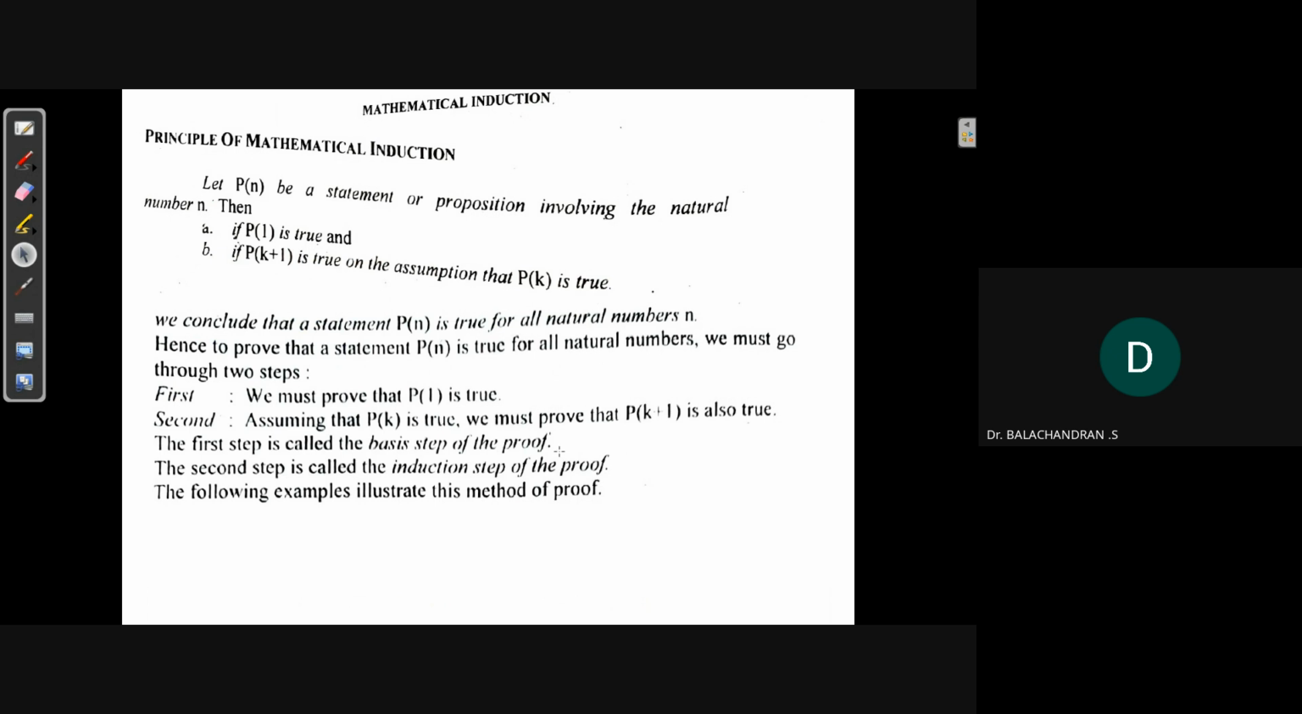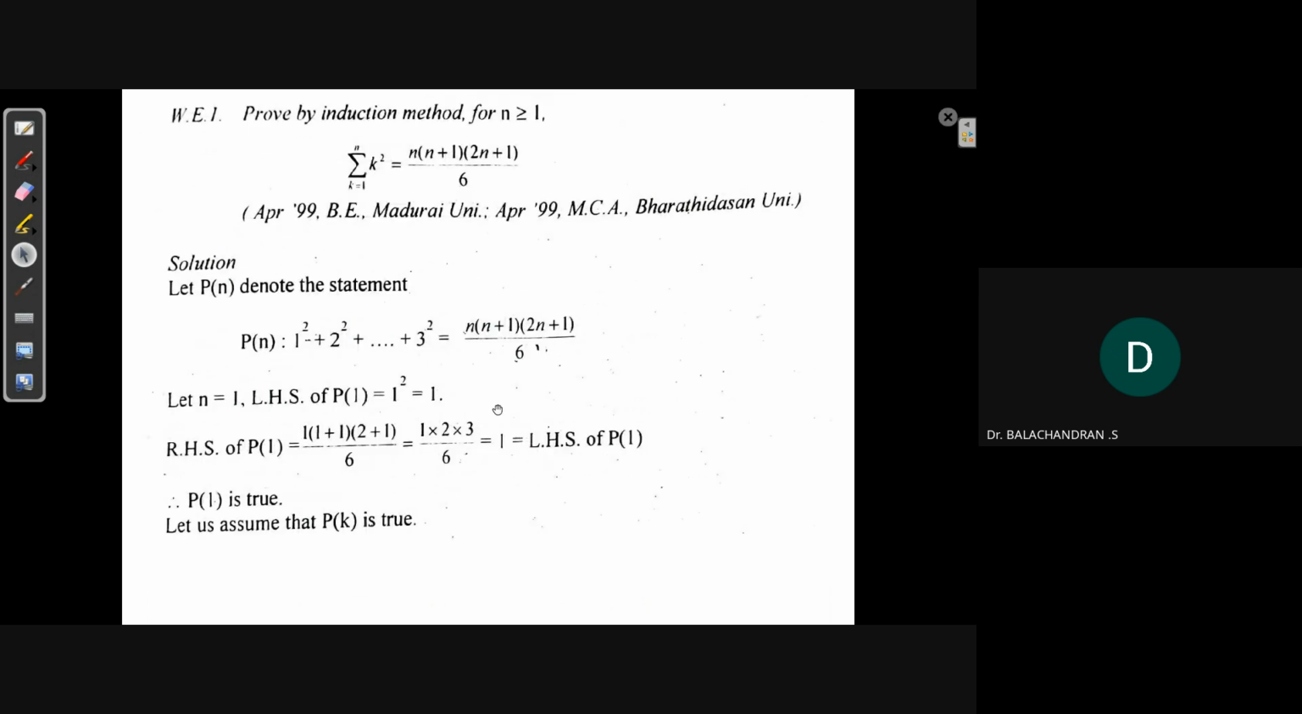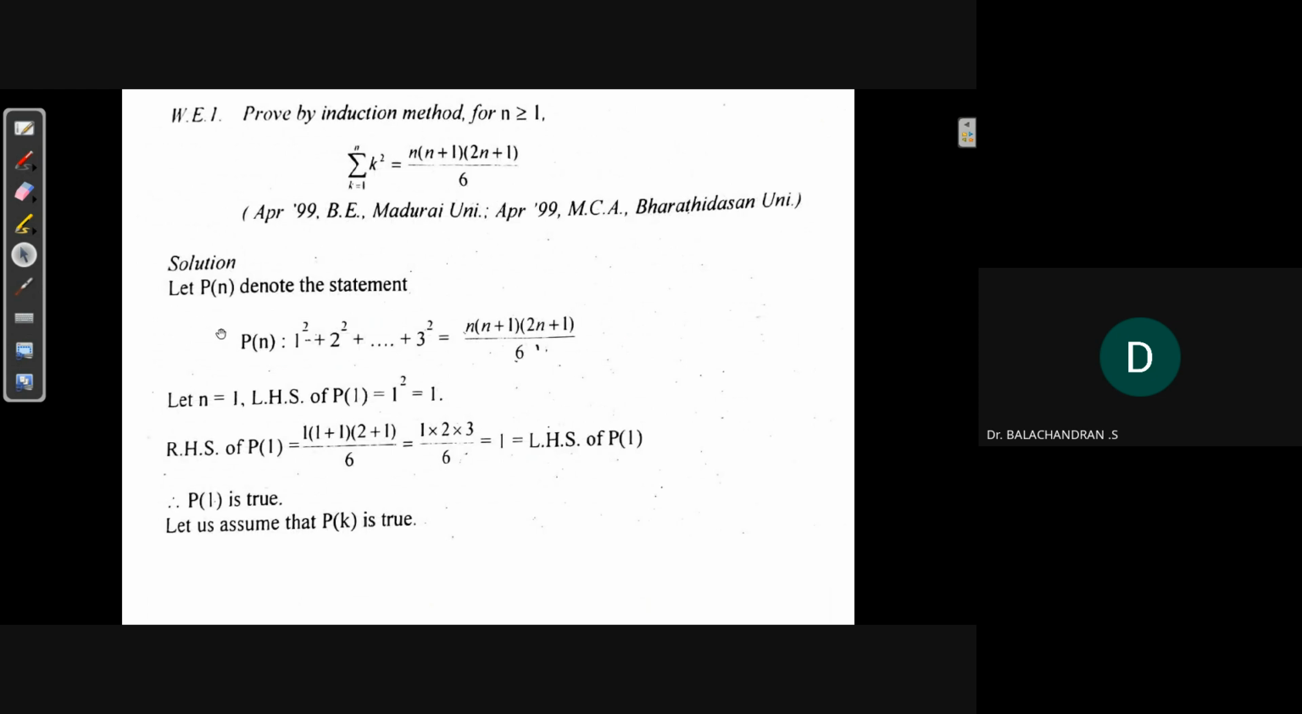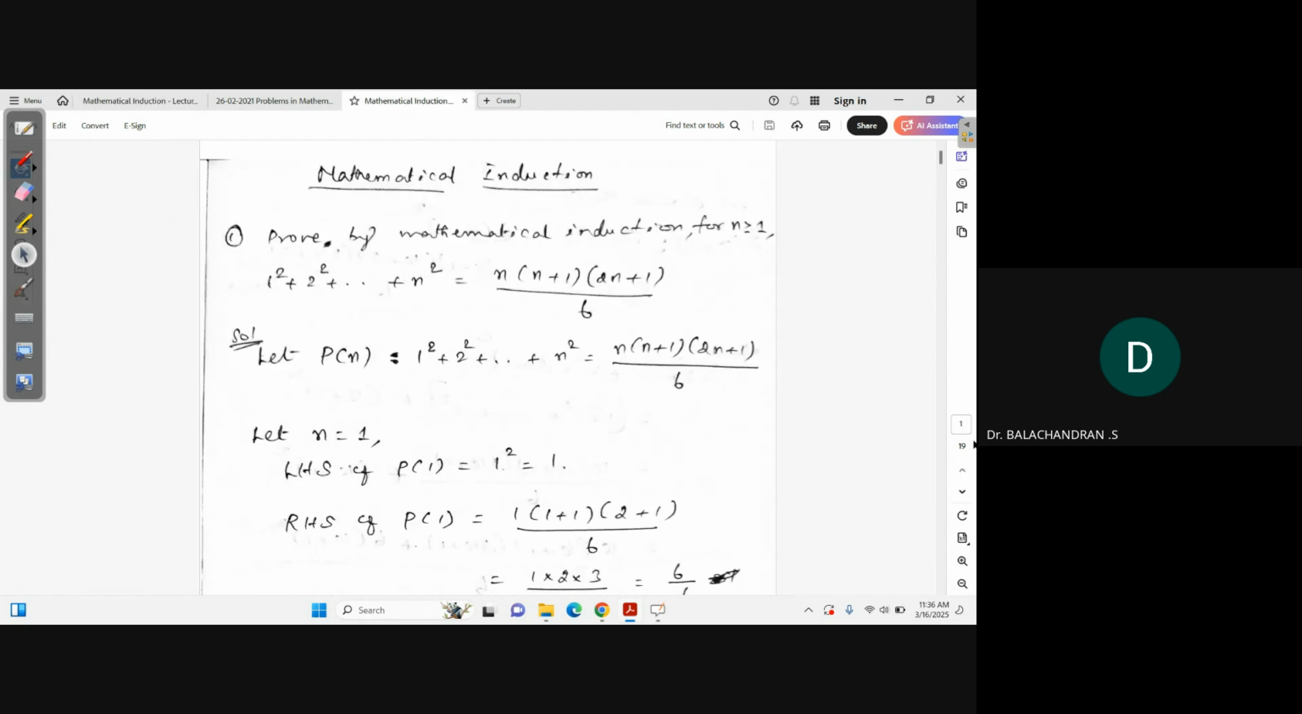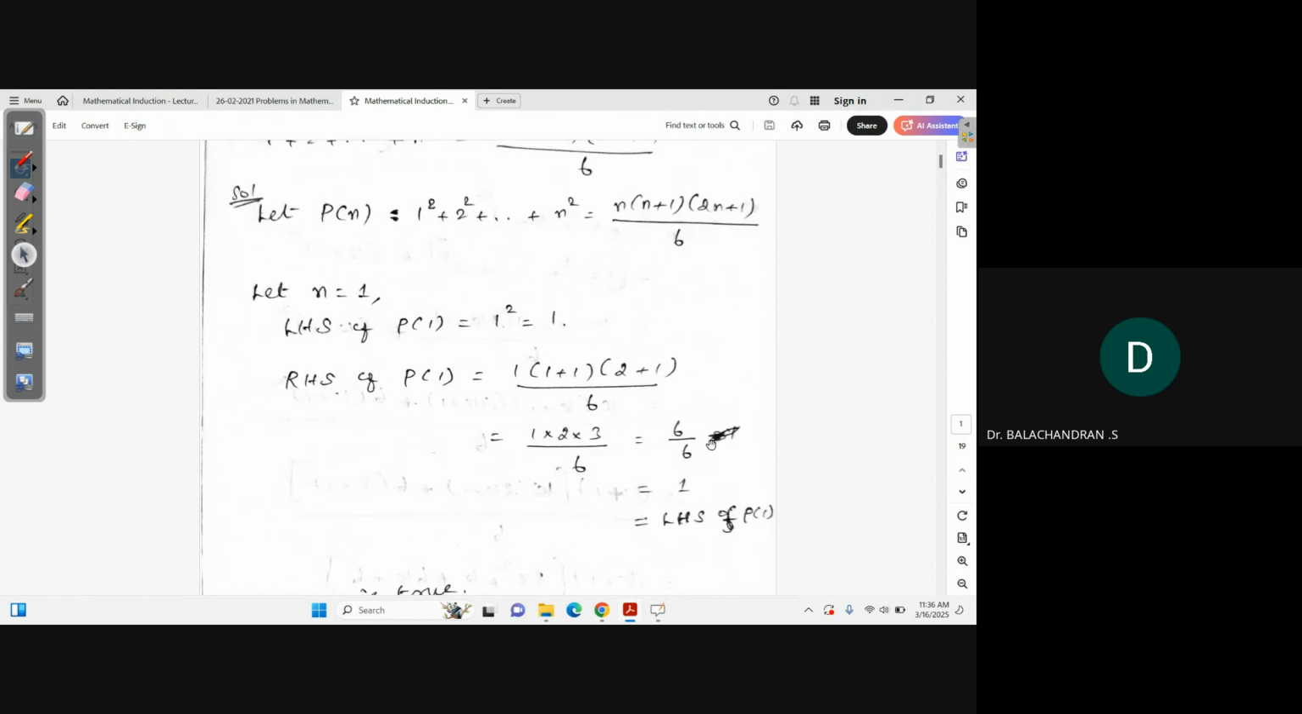Okay, next problem. Here you have a problem. I explained this problem in another PDF. Maybe I will show you. Summation of k square for k equal to 1 to n is equal to n into n plus 1 into 2n plus 1 by 6. I think I explained this here.